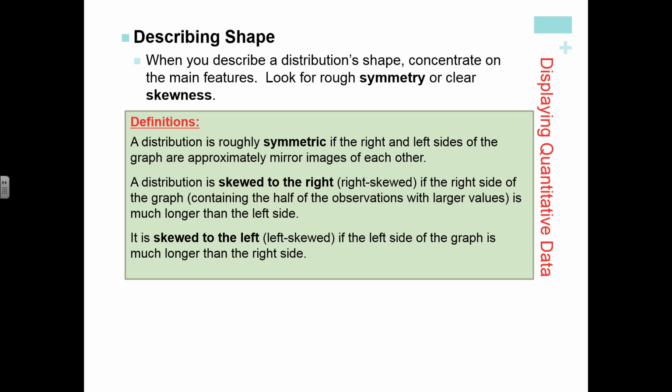Now, we can also say that the distribution is skewed right, which means that the right side of the graph is much longer than the left side, or skewed left, which means that the left side of the graph is much longer than the right side.